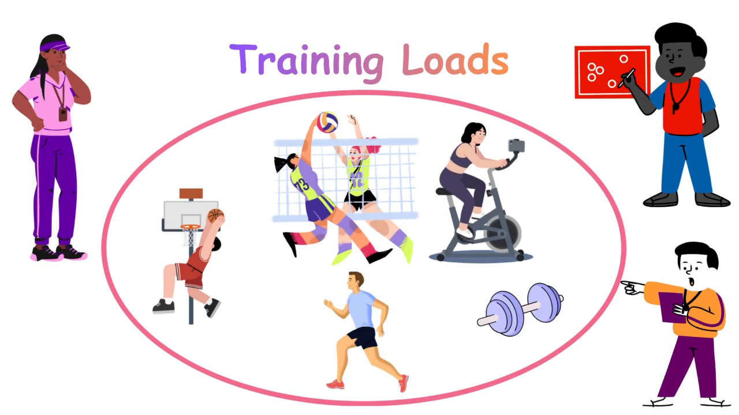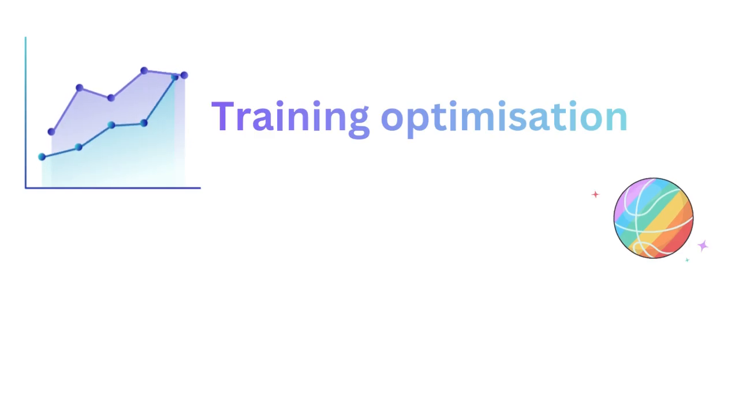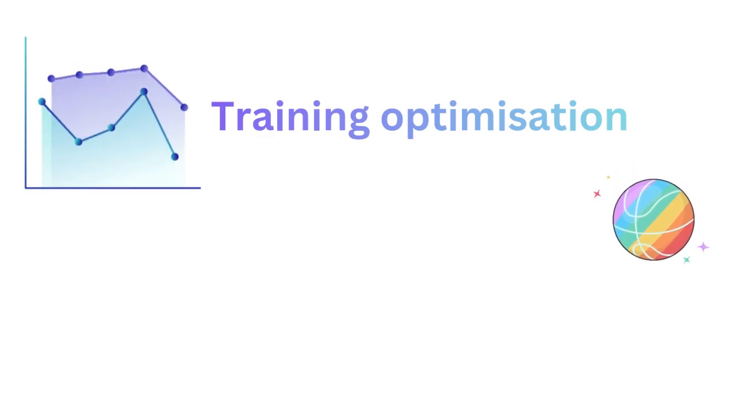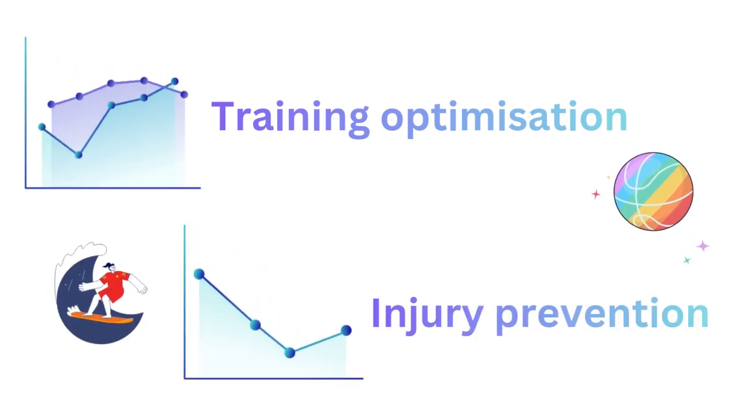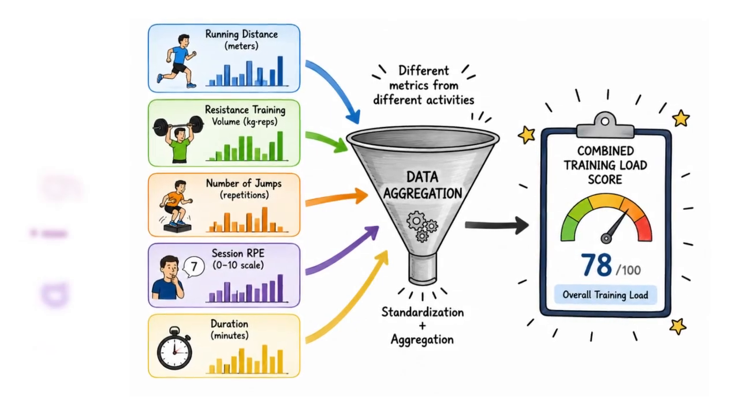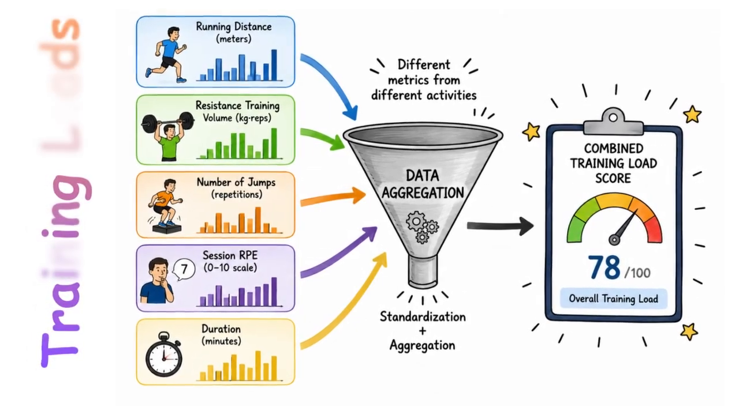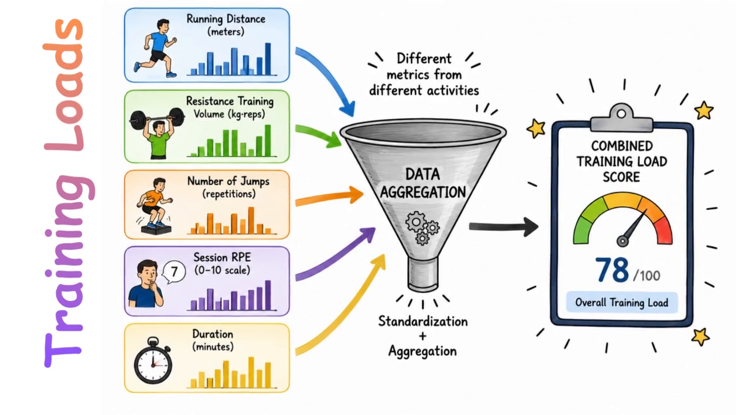Training load is an umbrella term used by sport and exercise scientists, physiotherapists, and strength and conditioning coaches to quantify the amount of training performed. It helps optimize programs, monitor progression, and reduce injury risk. However, because different activities generate different metrics, measuring overall training load requires an effective aggregation method.